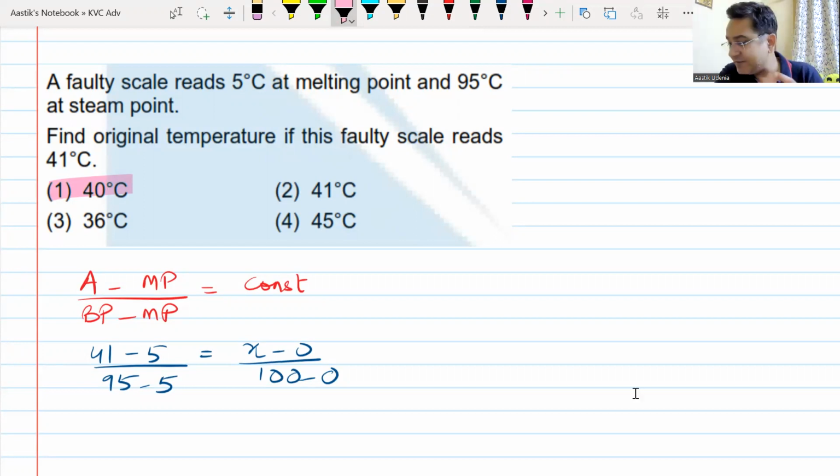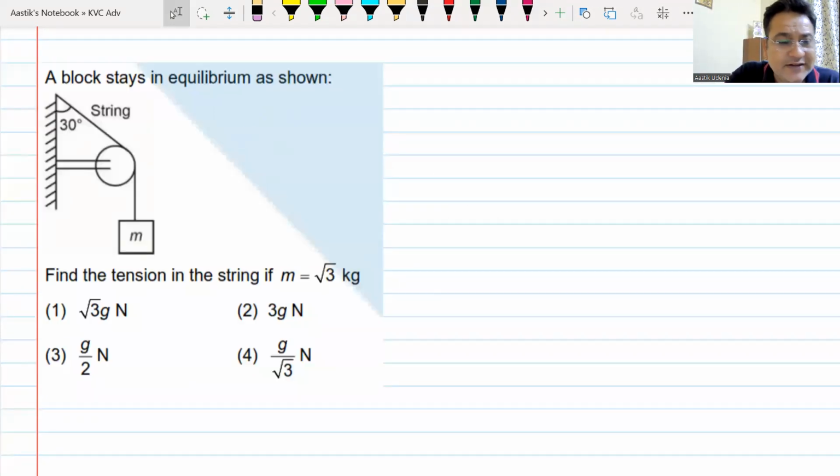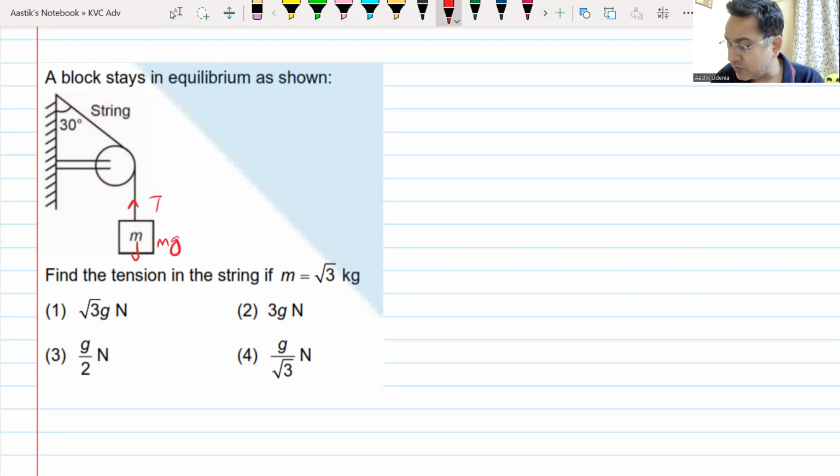Comes the next one from the same paper. The block stays in equilibrium. Find the tension in the string. I think we had done up 2 or 3 questions on this type also. So the answer is straight away. This is T. This is mg. T will be equal to mg. M is given as root 3. The answer is root 3 g. That is the answer that we are looking at. Straightforward question on equilibrium. Let us move on to the next one.